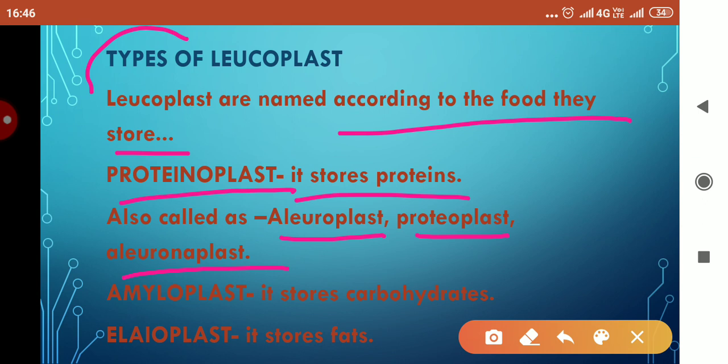Then amyloplast, it stores carbohydrates. Then elaioplast, it stores fats. Means when the leucoplast stores protein, it can be called proteinoplast or aleuroplast or proteoplast or aleuronoplast. If it stores carbohydrate, it can be called amyloplast, and if it stores fat, it is called elaioplast.